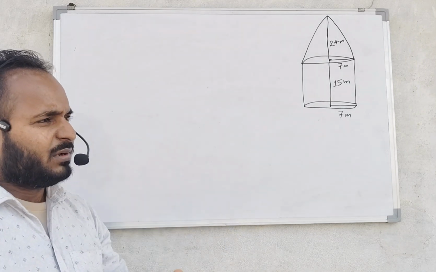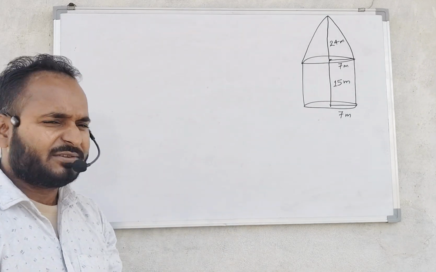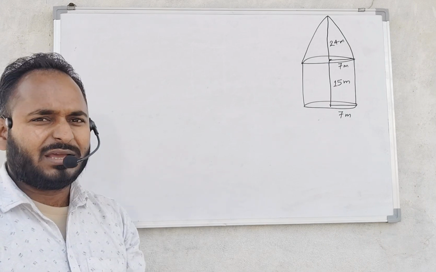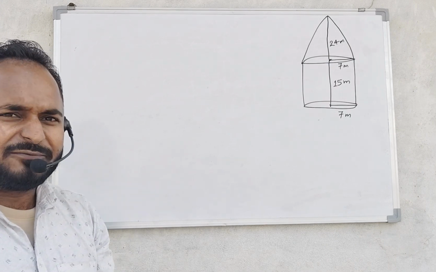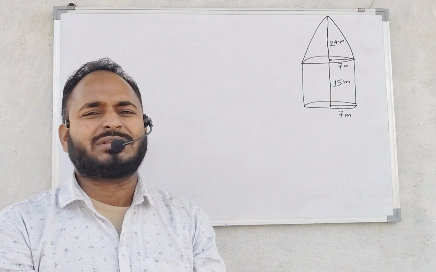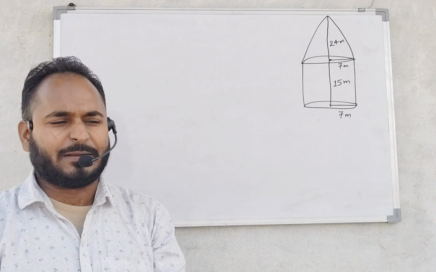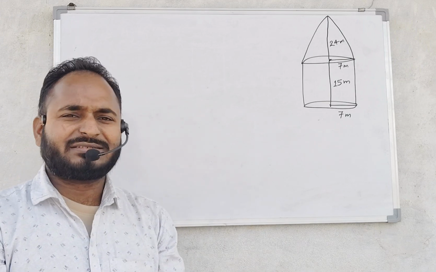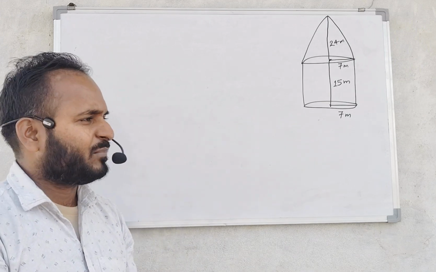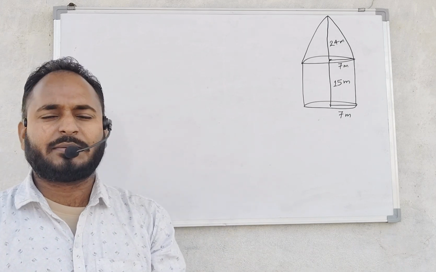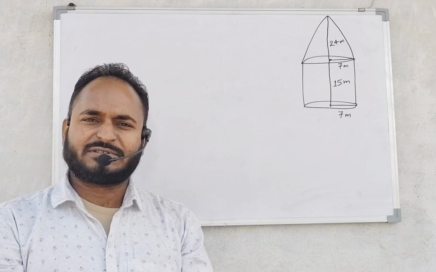In this, firstly we have to find the surface area, and before starting surface area we have to know about lateral surface area, curved surface area, and total surface area. That means LSA, CSA, and TSA. LSA means lateral surface area, CSA means curved surface area, and TSA means total surface area.